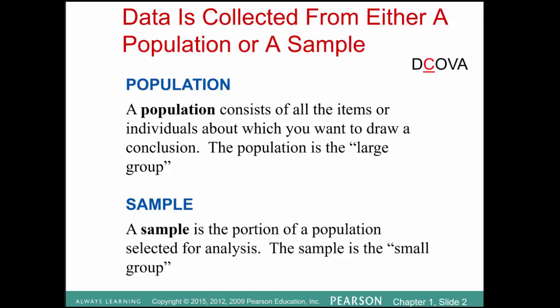For most statistical questions, we want to learn something about a broad population. A population consists of all the items or individuals about which you want to draw a conclusion. Population is the large group. One way we can learn about this population is to randomly select a smaller representative group from the population. We call this the sample.